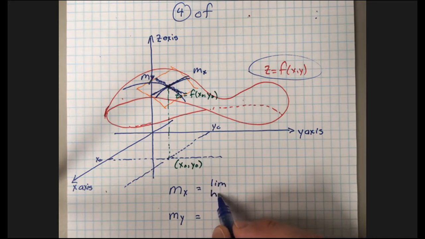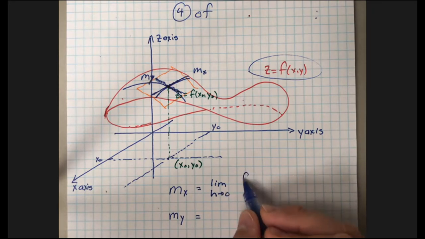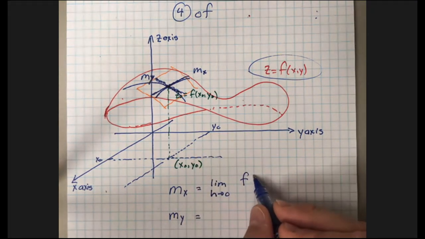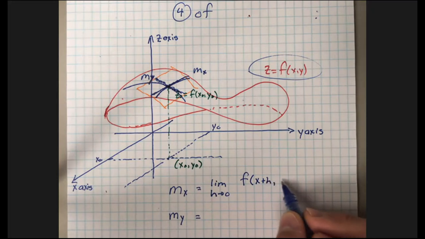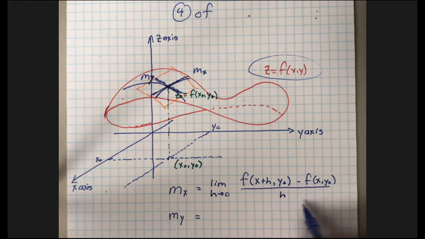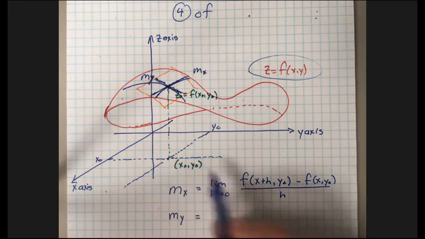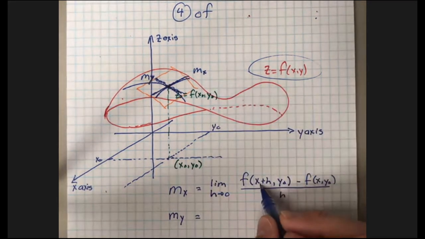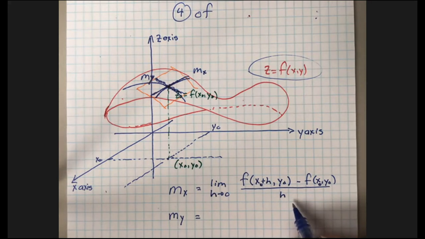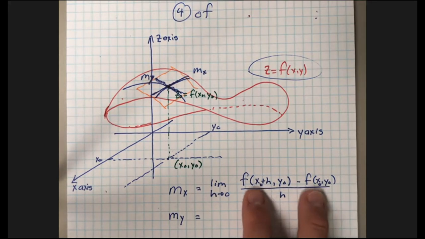Let's take the limit as h goes to zero of, now I'm looking at mx. That means I'm freezing y naught. So f of x plus h, I'm looking at the variation in the x direction, y naught, minus f of x, y naught, as h goes to zero. Since I'm interested in the point x naught, y naught in particular, I could say mx at x naught, y naught. This is, again, secant lines becoming a tangent line, just like you did in calculus. But here I'm only doing the difference quotient in the x slot.